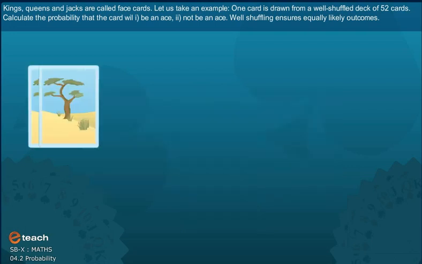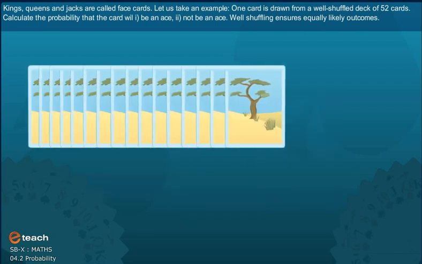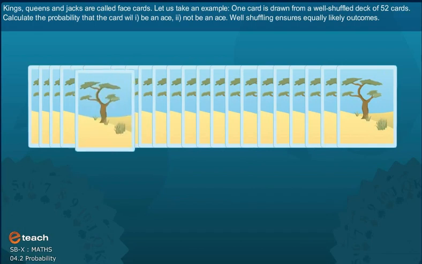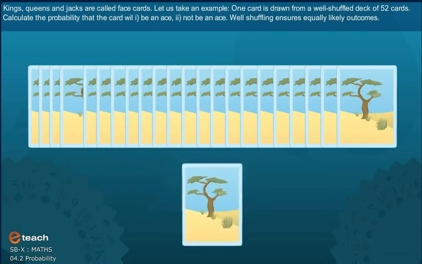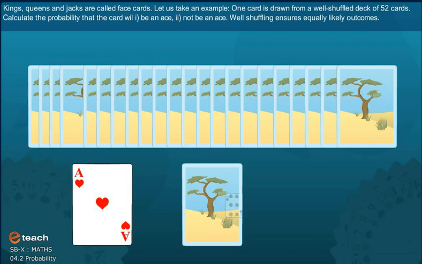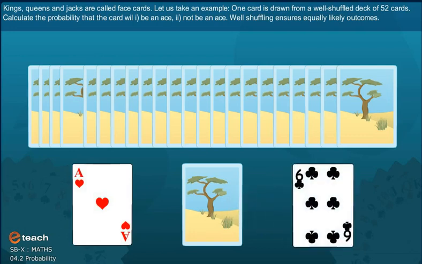Let us take an example. One card is drawn from a well-shuffled deck of 52 cards. Now calculate the probability that the card will 1. Be an ace, 2. Not be an ace. Well shuffling ensures equally likely outcomes.